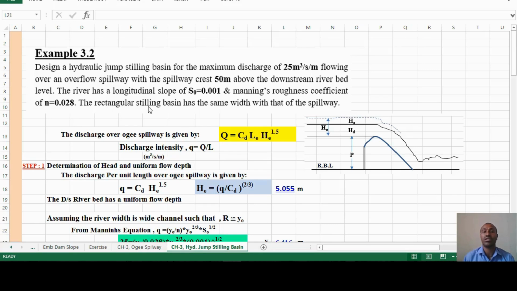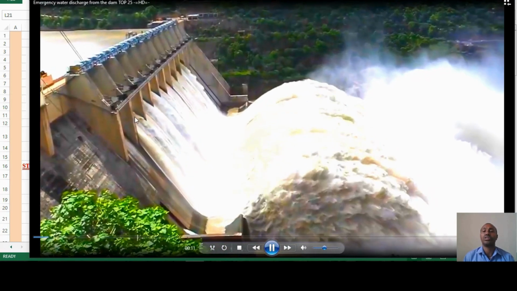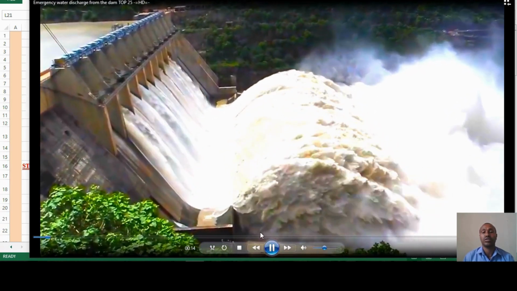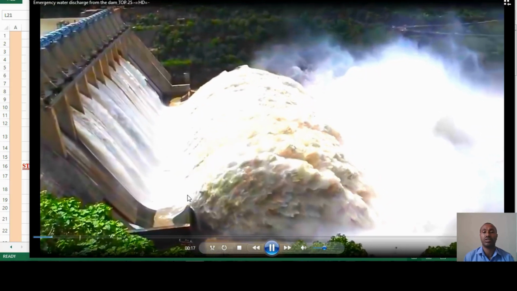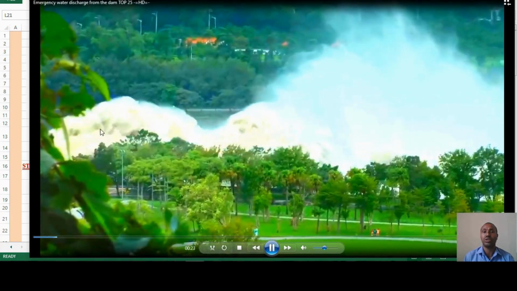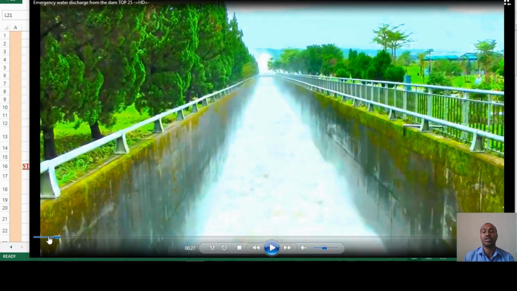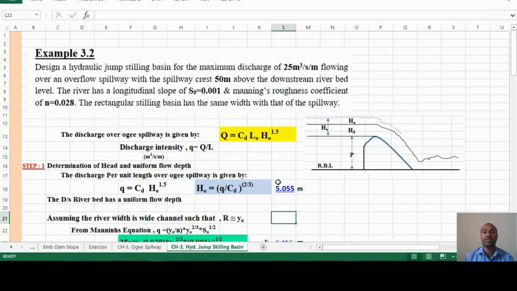The rectangular stilling basin has the same width as that of the spillway. So the same rectangular cross section for the spillway and the stilling basin downstream of the spillway. This is the discharge over the spillway, the discharge crest. You may provide a bucket downstream of the spillway so that the jet leaps into the air to dissipate the energy of the flow, so that you can find the other parameters. So let us see.